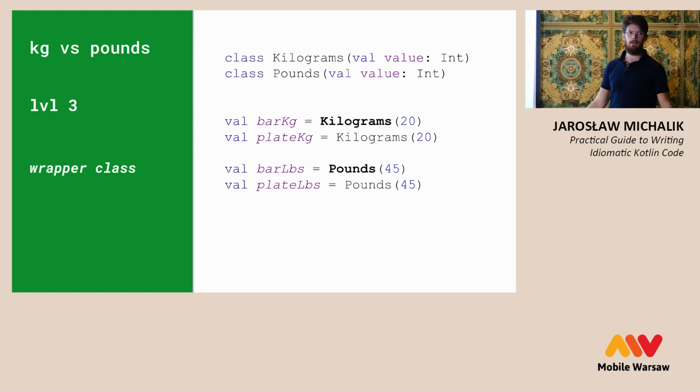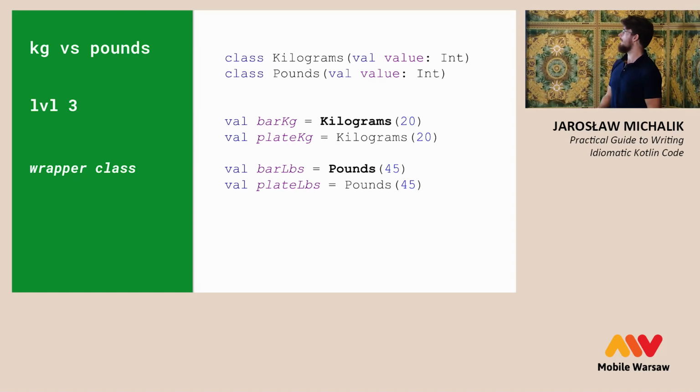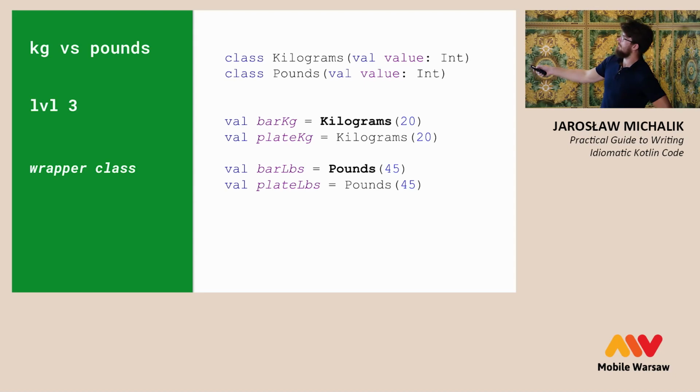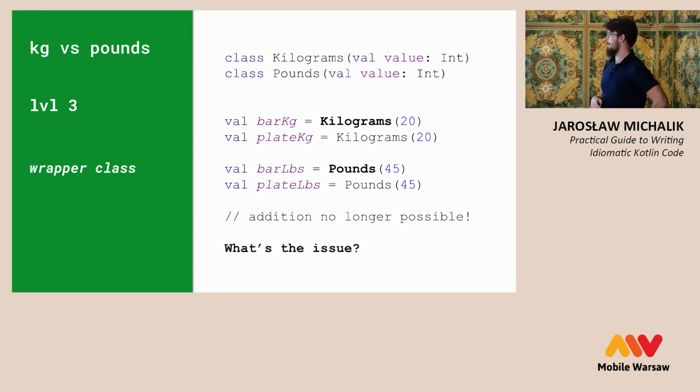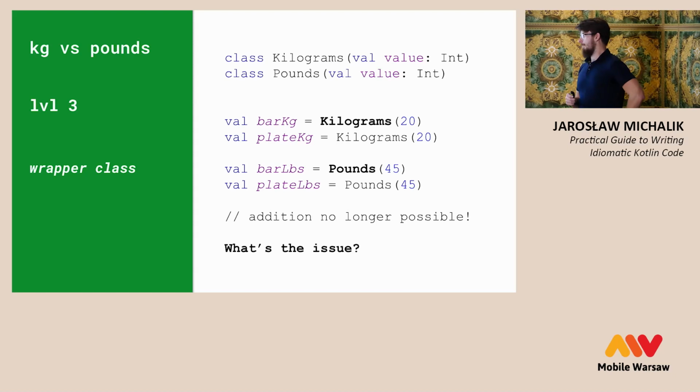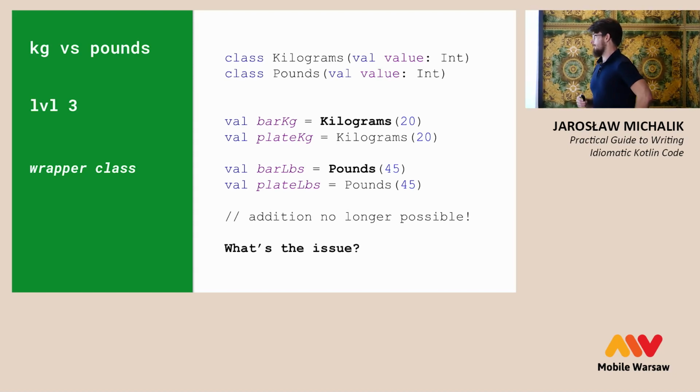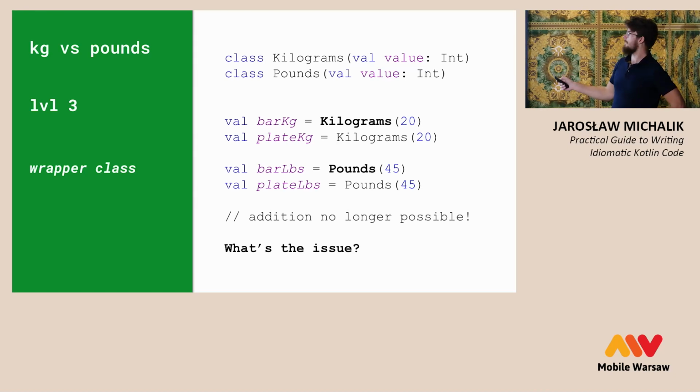So we can come up with some kind of solution. Create a wrapper class to have compile time type safety. So a class for kilograms with a value, a class for pounds with an integer underlying value, and now we cannot add kilograms to pounds in a simple way. But there is some issue with doing stuff like that.